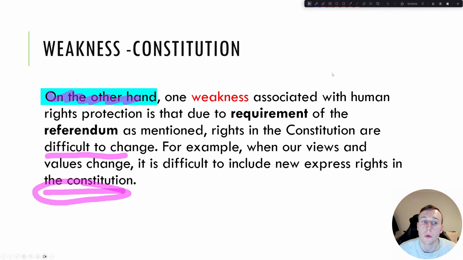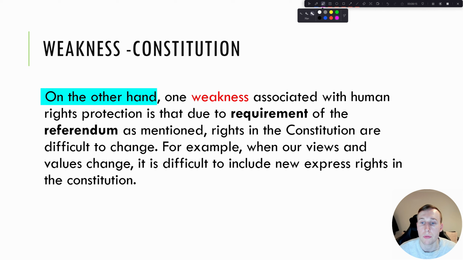Secondly, with this one here, this is the weakness for the Constitution. So I've said that it is very difficult to add express rights due to that referendum process. You can pause and have a read of my paragraph here. But what this basically means is, as our views and values change, we might want to update our express rights, but because of that really harsh process of a referendum, it's very hard to do so.